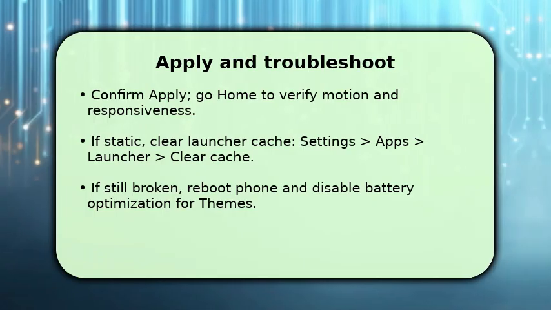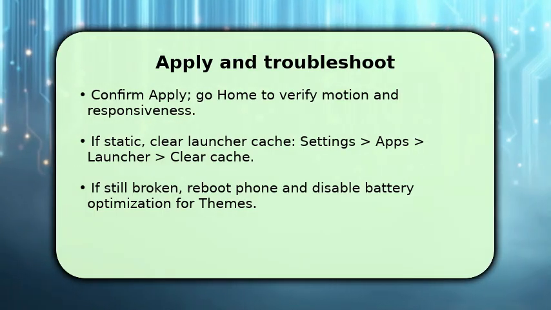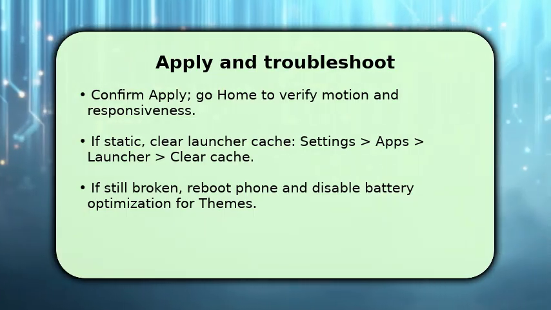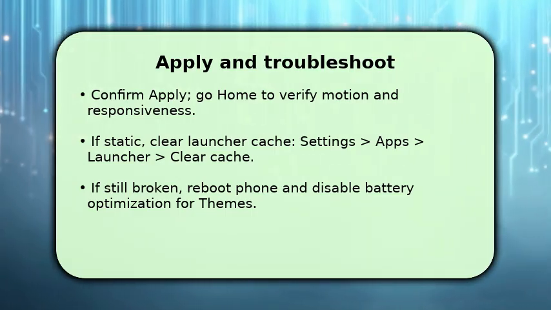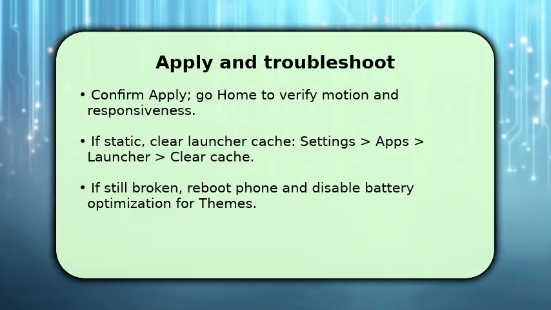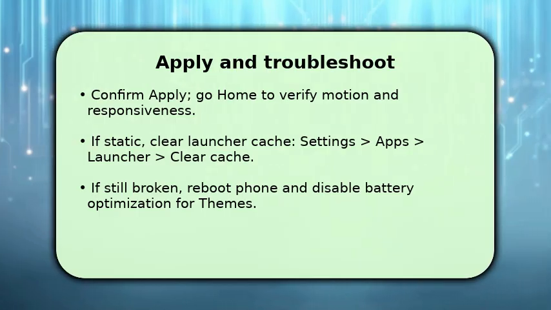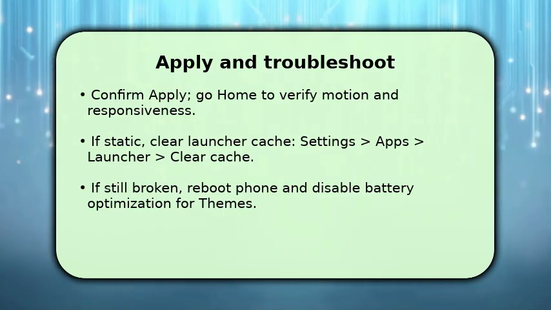If the wallpaper stays static, make sure the launcher is allowed to run. Go to Settings, Apps, Launcher, Clear Cache, and reopen Home. If that fails, reboot the phone and disable battery optimization for themes and the launcher so Android won't suspend the live engine. This one troubleshooting tip, turning off battery optimization, fixes most cases where the wallpaper won't animate.